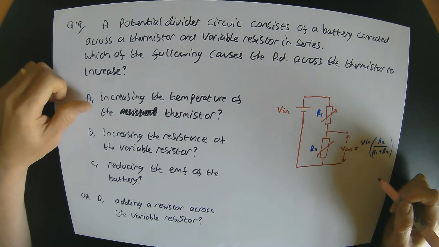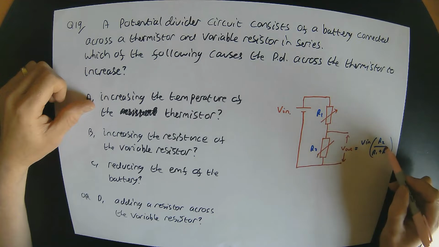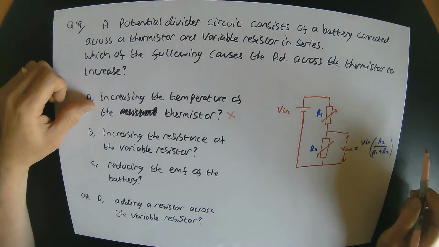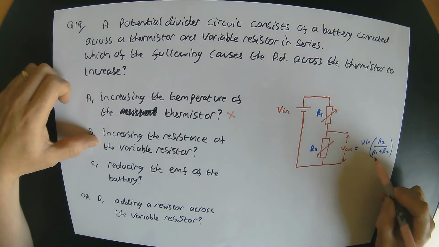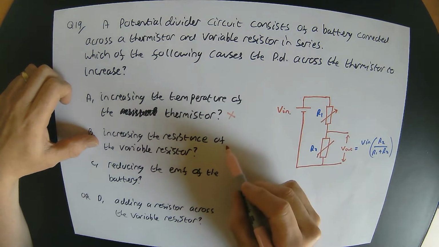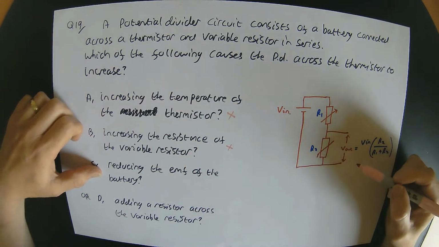So if we increase the temperature of the thermistor, its resistance will drop. So R2 will go down, and then the ratio R2 over R1 plus R2 will also go down. And that will mean that this potential drops instead of increasing. If we increase the variable resistor, that makes this number go up without changing that one, and so that has the same effect of reducing the potential difference across the thermistor, the V out.